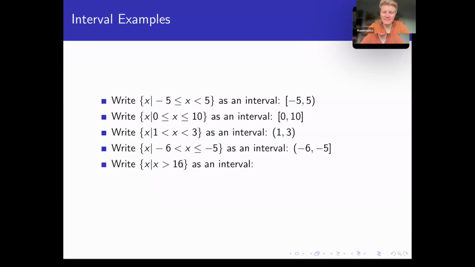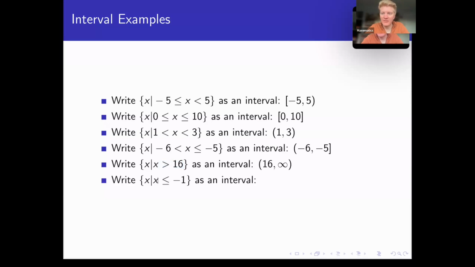Okay, last but not least, I think we may have a few more examples, but x such that x is bigger than 16. What this is saying is everything bigger than 16. 16 is not included, so we're going to use parentheses for 16, but this will be 16 to infinity, right? Everything bigger than 16, everything to the right of 16, so 16 not included to infinity.